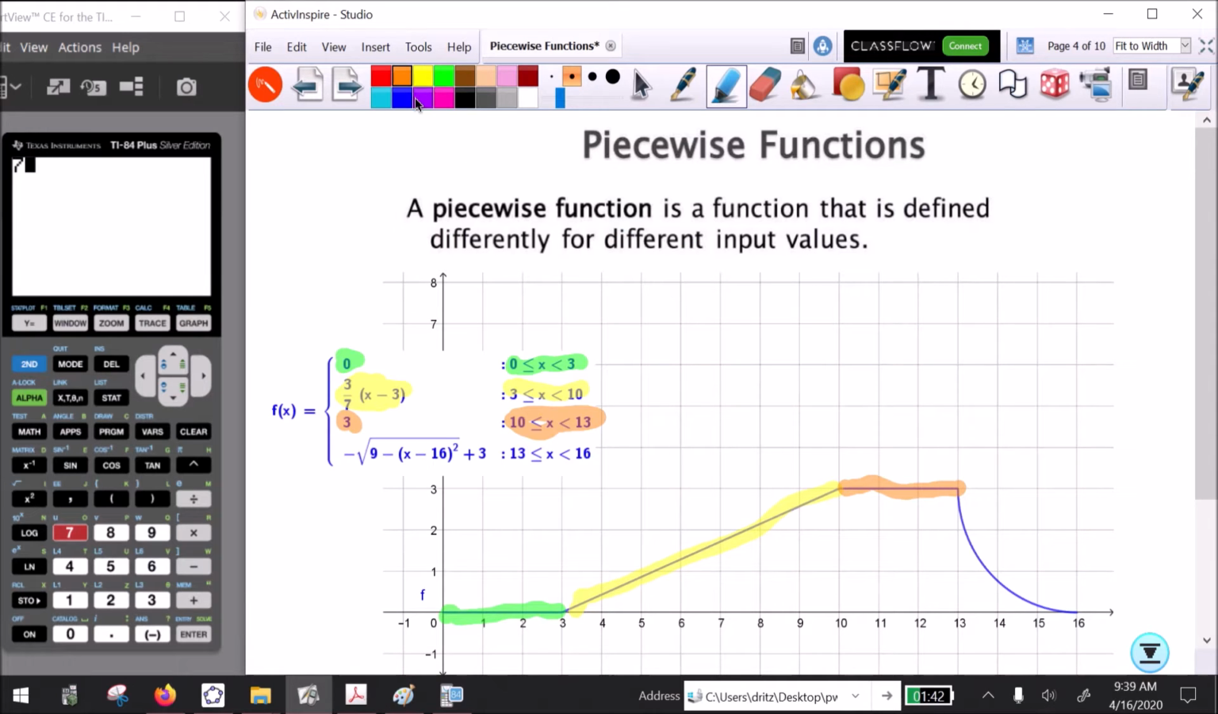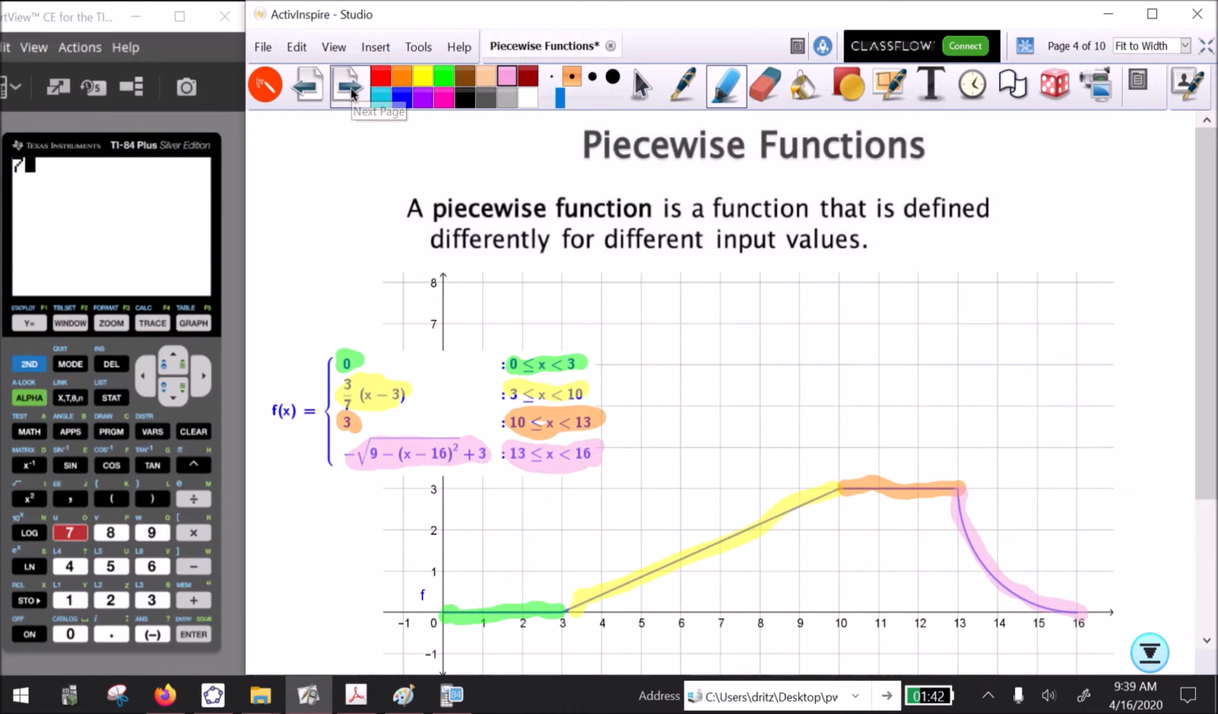And finally, if x is greater than or equal to 13 and less than 16, this last domain restriction, it's defined as this complicated function right here, which is actually part of a circle. These piecewise functions are used a lot in computer programming, specifically in video game design, to make textures. If you notice, the piecewise function I made here sort of looks like a ramp that you might find in a Tony Hawk's Pro Skater video game.